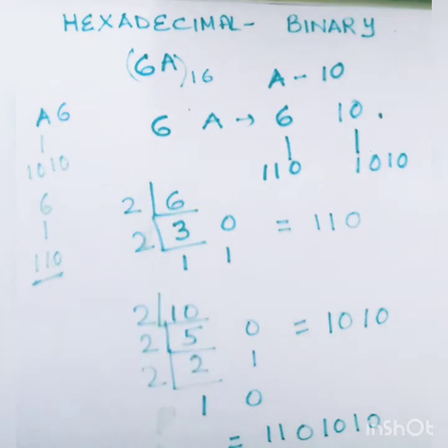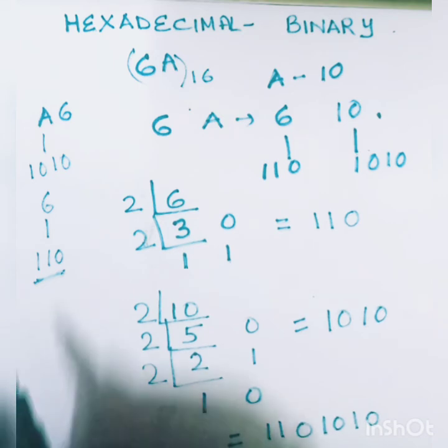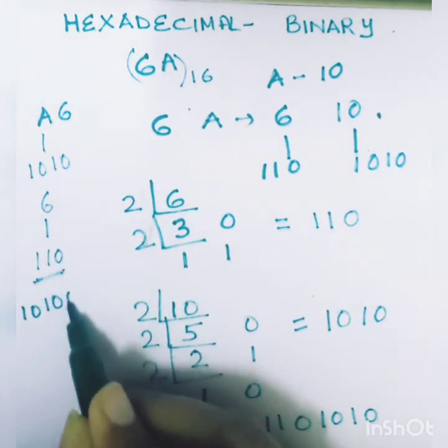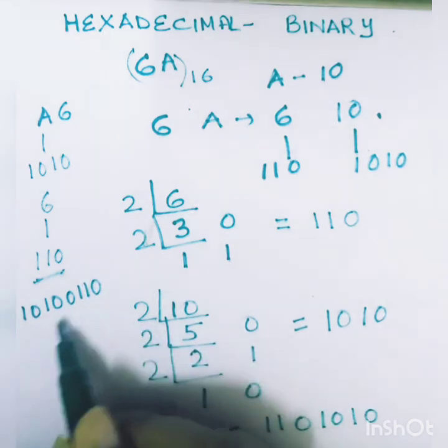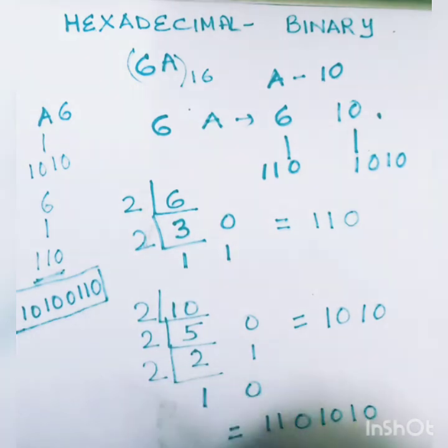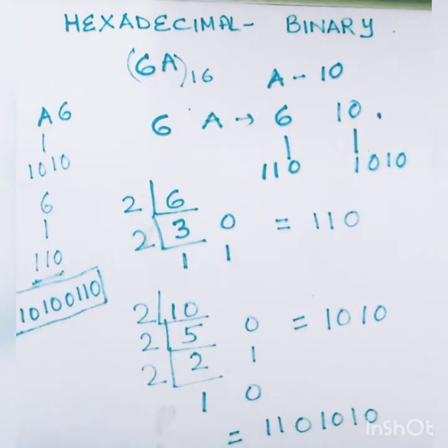But here, how many bits do we have? 3. So in order to make this 4, now the answer will change to 1010 0110, because we know that we have to keep the 4-bit methodology in this case also. So that's all in this conversion from binary to hexadecimal and hexadecimal to binary. Thank you.